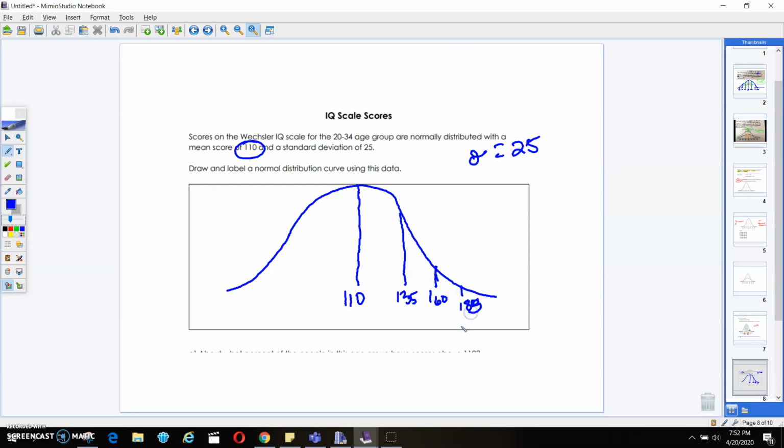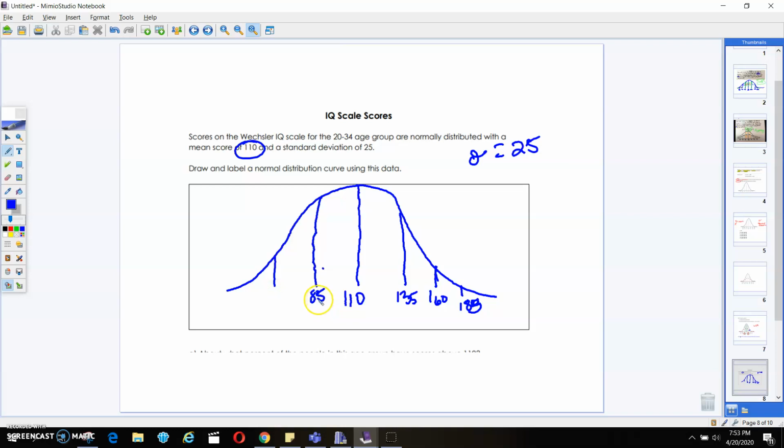I don't know why I was trying to put 4. Sorry for the sloppy handwriting. Okay, so you're going to do that 1, 2, 3 sections over. Okay, over here, you're going to subtract 25. So 110 minus 25. All right, so that'll give you 85.